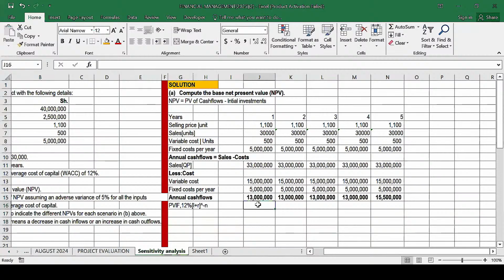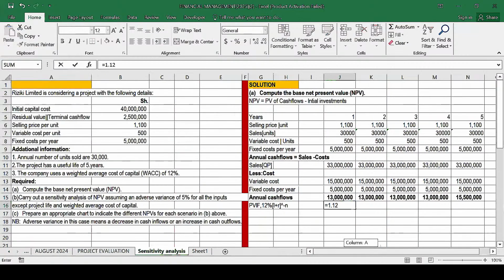So to compute this, we will take 1 plus r, which is basically 1.12, because our r is 12%. We press Shift 6, and then we raise that to power negative 1. Don't type it, pick whatever you have up here, that one, because you're going to apply that formula. We enter. And I hope that is correct.